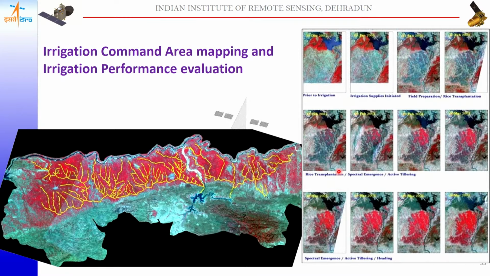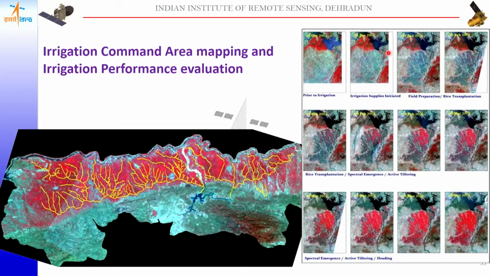The second most important part, and also the largest user of the water, is the irrigation sector. So currently, many of the irrigation projects command area networks have been mapped and monitored using the satellite data. This is in central India, in the Narmada basin. So this is a reservoir here, and then this is the command area of this one.